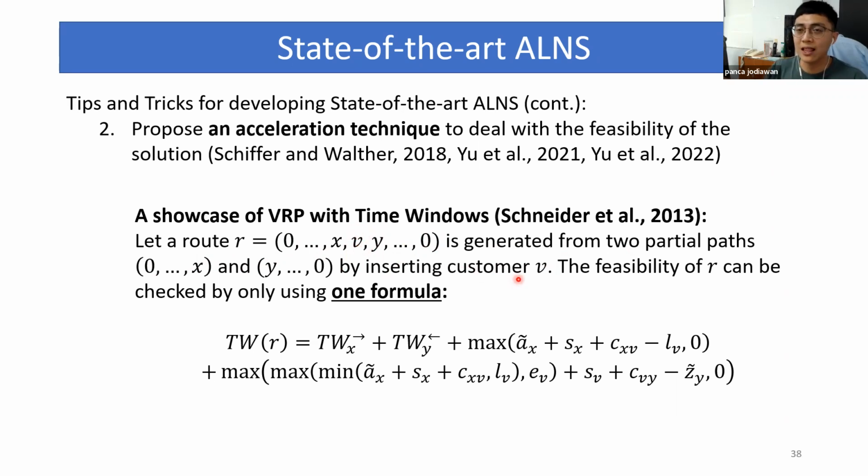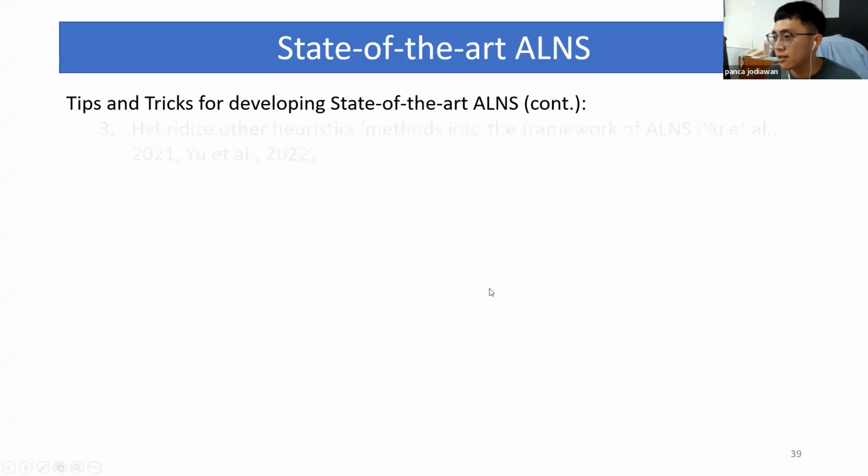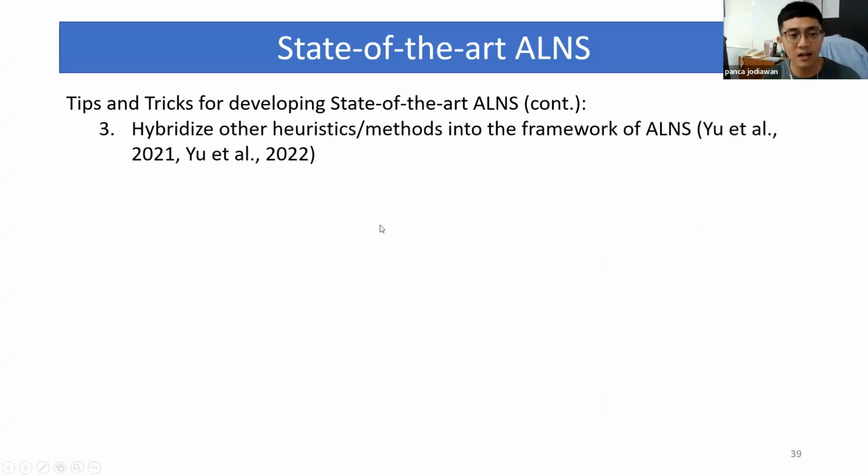So the classical way to check the time windows violation is that you try to calculate it in every node until the end of the route. But in Snyder et al. in 2013, the feasibility of R can be checked by only using one formula, that is this one. I will not discuss further about this, okay? But what I would like to emphasize is that proposing an acceleration technique is one of what the researchers in the world are doing to push the boundaries of the state of the art. Then the next one is to hybridize other heuristics or methods into the framework of ALNS.